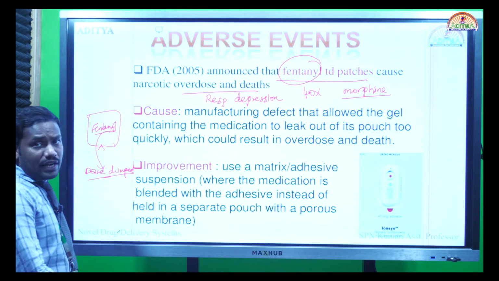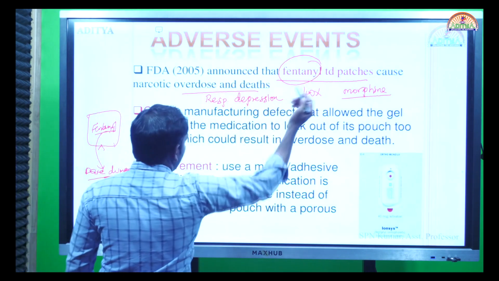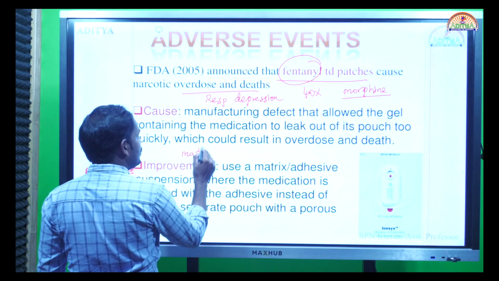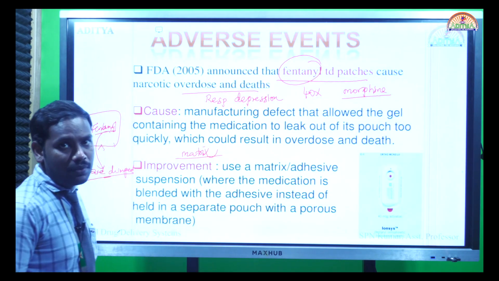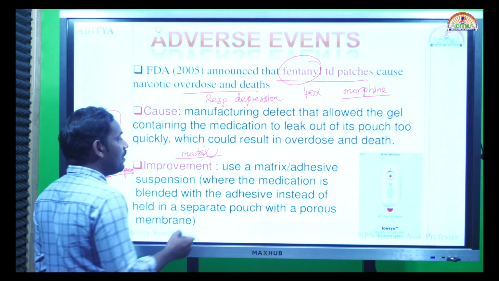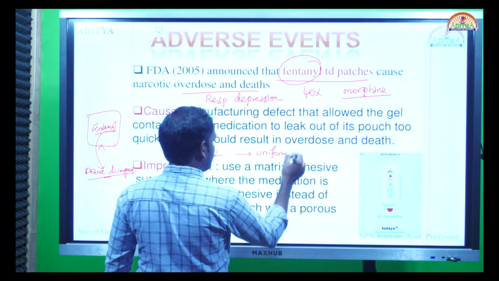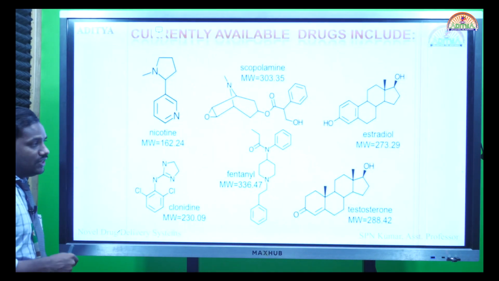So what we can do, we can overcome this problem faced by these fentanyl TDDS patches by developing a matrix system instead of a reservoir system, where the drug is mixed with the polymer in equal elements, that is dispersed. So hence we can have a more uniform drug release into the circulation. So that is a lesson learned from the history with the fentanyl.